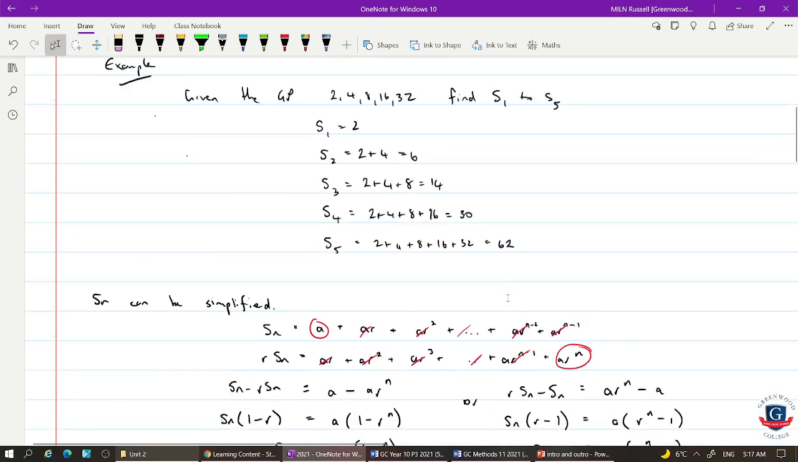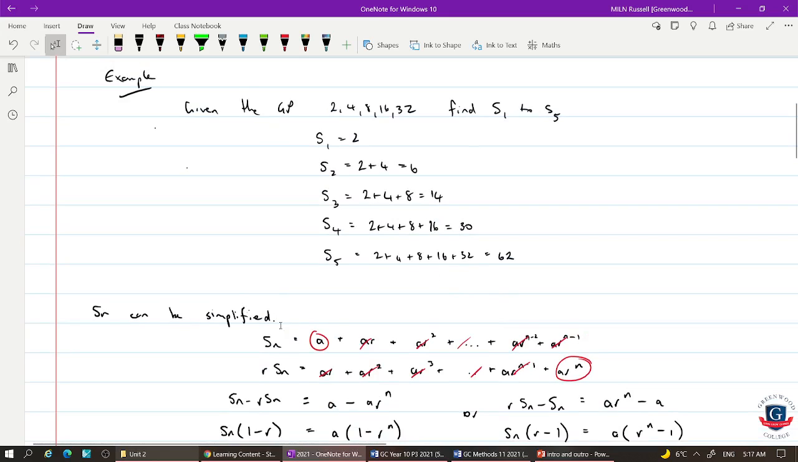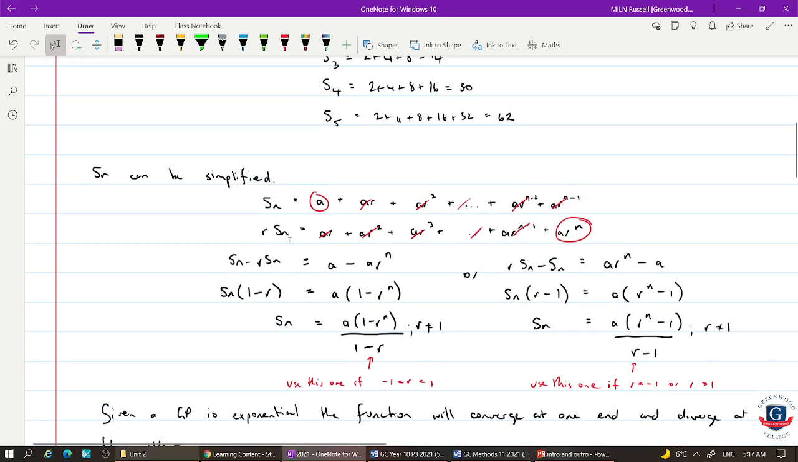So we can simplify the equation for Sn. If we take Sn, which is just a plus ar^2 plus up to ar^(n-2) plus ar^(n-1), and we take a second sum where I've multiplied this by r. If I multiply this side by r, I get rSn. And if I multiply this side by r, I get ar plus ar^2 plus so on and so forth.